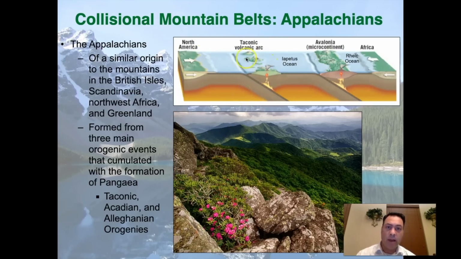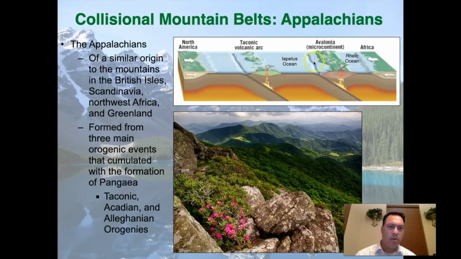The Taconic volcanic island arc was located here. Here we see the subduction zone with a trench and something that we call the Iapetus Ocean. This is not the Atlantic Ocean of today. This is the Iapetus Ocean. And behind the volcanic arc that we see here would have been Avalonia, which was a microcontinent. Think of a microcontinent as something small. It's not like Africa. We're talking about something more like Madagascar, probably a little larger.